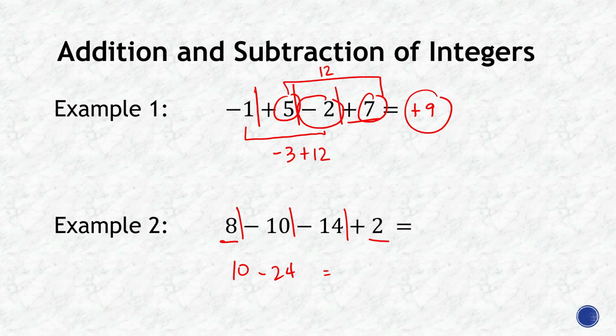Okay, so now I'm going to separate this in two. We have a 10 and a negative 24. Think about the addition rule. So it's like adding 10 plus negative 24.